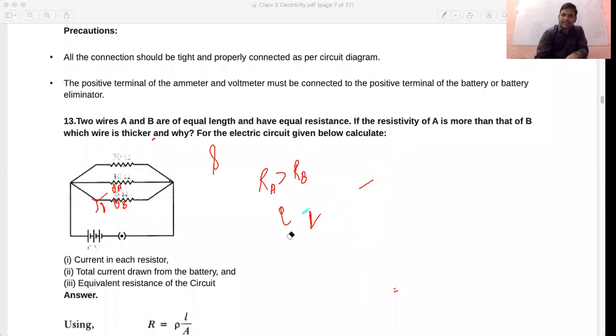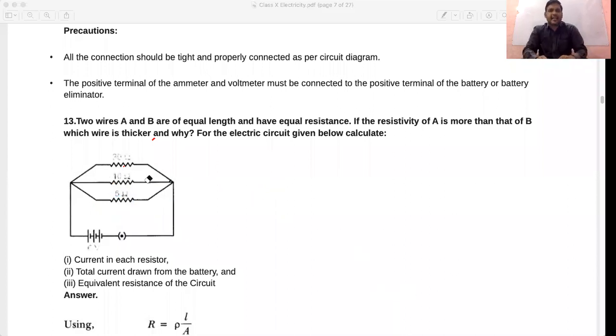Let's understand what the question is saying. The question is saying that two wires A and B of equal length and equal resistance, the electric current is less in A than that of B. Which wire is thicker and why? For the electric circuit given below, calculate. So first discuss the first part. They are saying two wires of equal length.